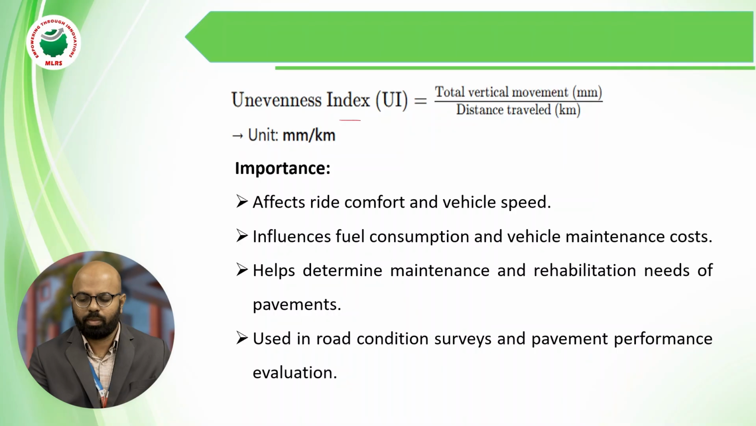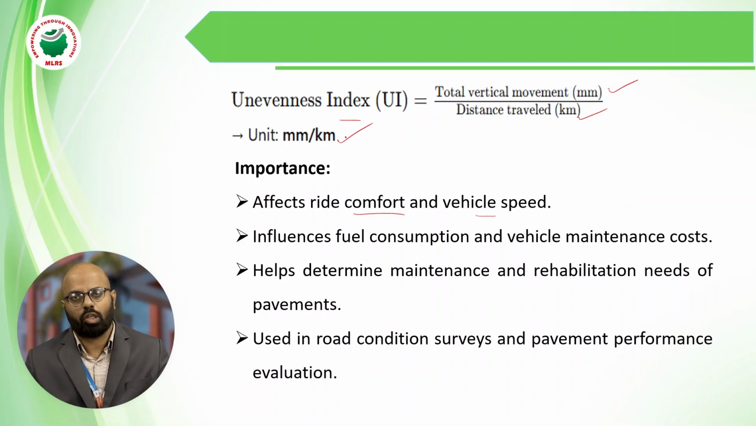In the numerator we will be getting the total vertical movement in mm, and the next is the distance traveled in kilometers. Therefore the unit will be in mm per kilometer. What is the importance? The importance of pavement unevenness is that it affects the ride comfort and vehicle speed. For a good ride quality, the unevenness index should be about 150 mm per kilometer.